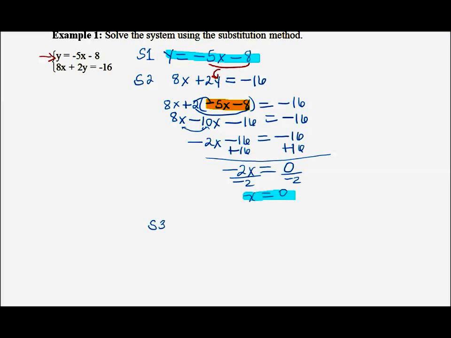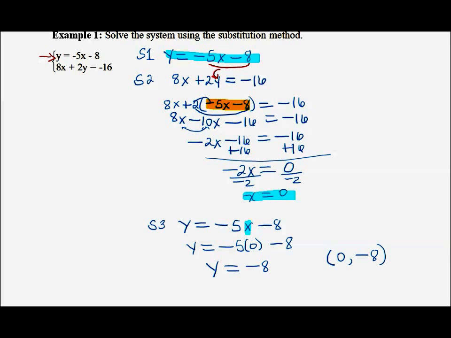So this becomes, for step 3, the equation from step 1 was y is equal to negative 5x minus 8. Okay? Now that I know x is equal to 0, I'm going to substitute that in for my x value. That gives me y equals negative 5 times 0 minus 8. So this gives me y is equal to negative 8. Okay? So now I have my solution. My x value is 0 and my y value is negative 8.